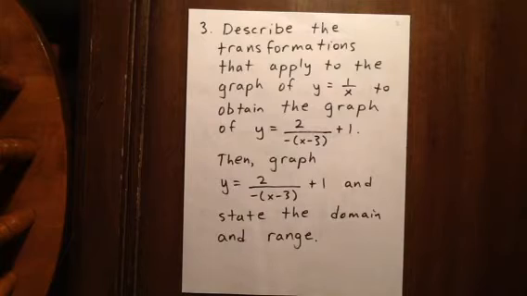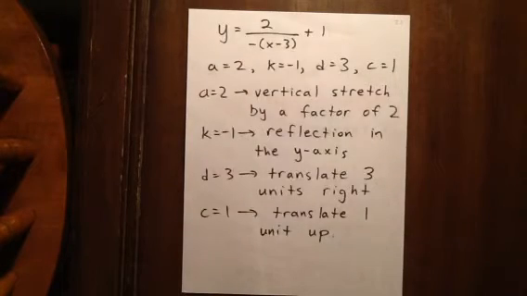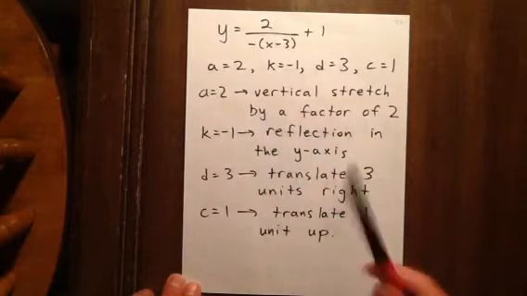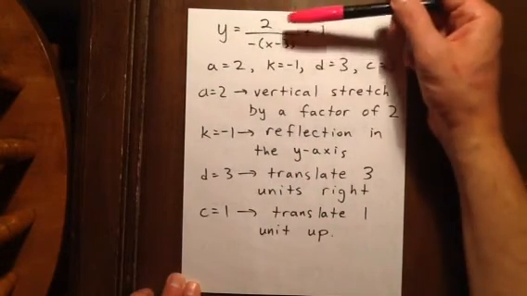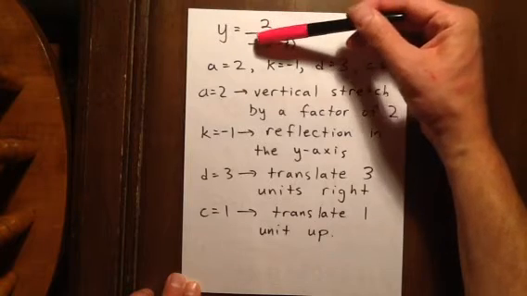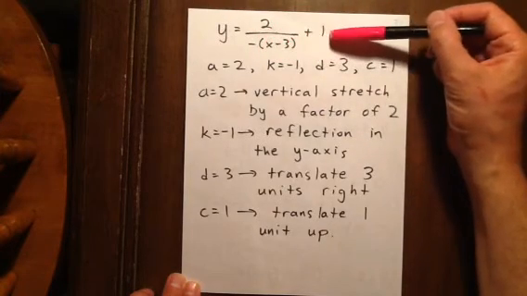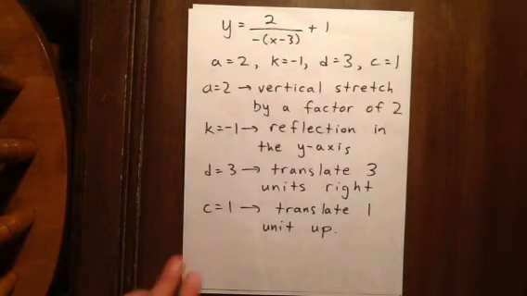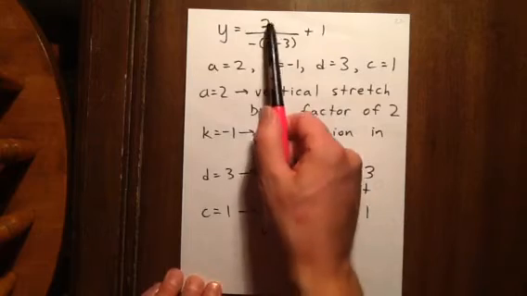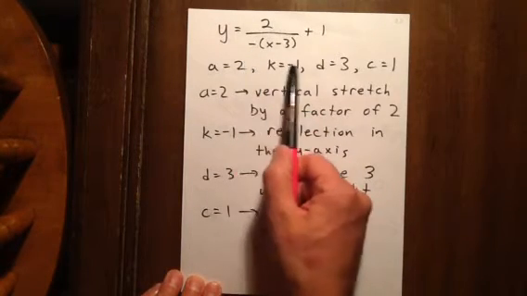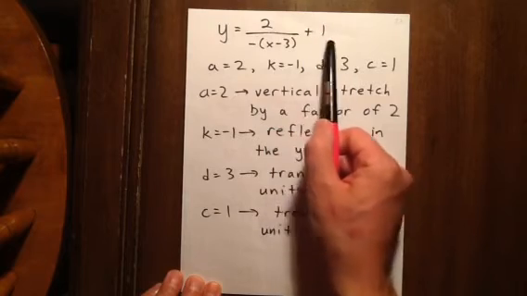Alright, moving on. We're going to describe verbally the transformations that apply to the graph of y equals 1/x to obtain the graph of y equals 2 over negative, open bracket, x minus 3, close bracket, plus 1. We're then going to graph that function and state the domain and range. Okay, well, we were given this equation. On an earlier page, we said that the transformed version will be a over k, x minus d, plus c. Okay, so it'll be important for us to be able to determine those each time. That means our a value is negative 2, our k value is negative 1, our d value is 3, and our c value is 1.